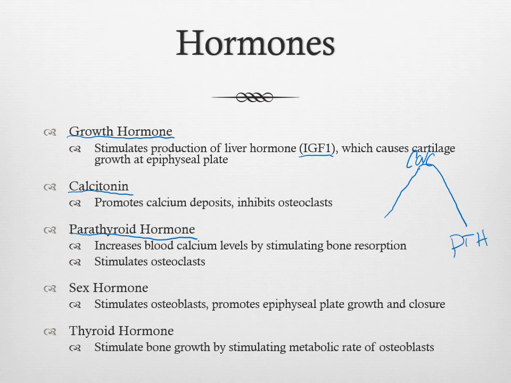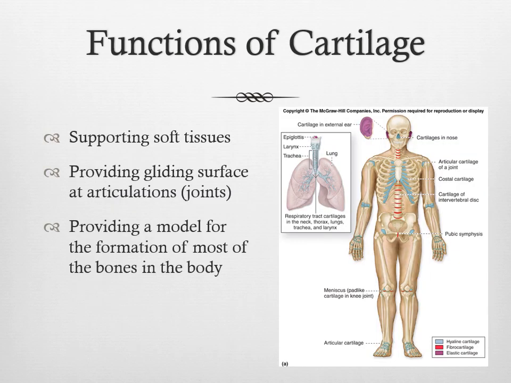Once puberty sets in, the sex hormones are going to be our primary hormone causing bone growth. And then kind of the universal hormone as far as stimulating cellular production and metabolism of the cells is our thyroid hormone. So we need to have adequate amounts of it as well.